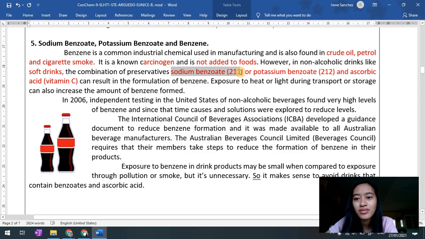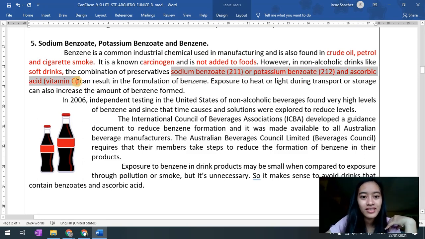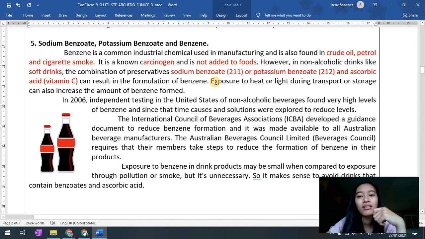So these are preservatives that are added, but somehow in the reaction, especially when they come inside our bodies, they react and create free benzene. And when there is benzene, it is carcinogenic, cancer causing. So the exposure to heat or light during transport or storage can also increase the amount of benzene formed. So you cannot heat a soft drink.